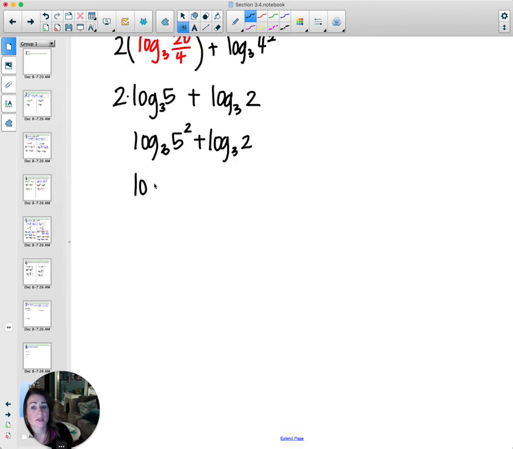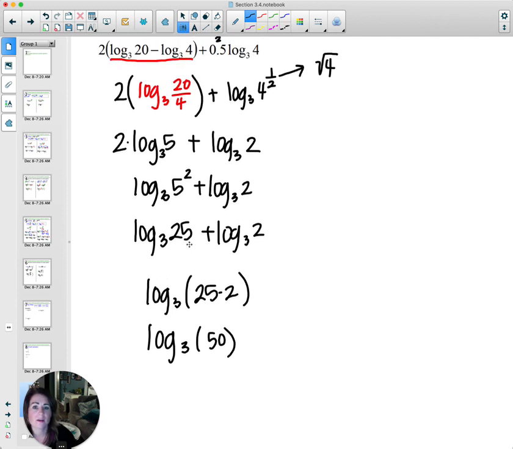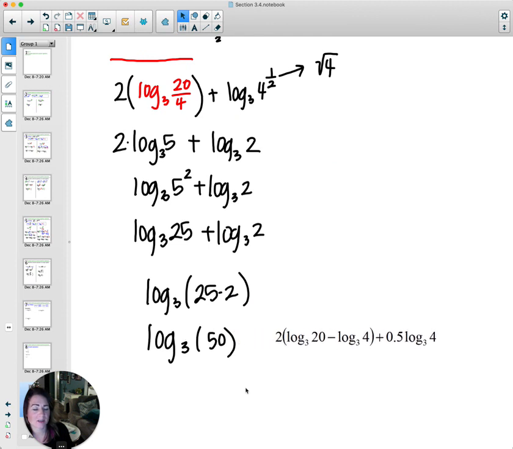5 squared is 25. And then we still have that log base 3 of 2. 2 log base 3's added, so we can put them together by multiplying their insides. So your final answer here is log base 3 of 50. So that whole thing that we started with simplifies just to log base 3 of 50.